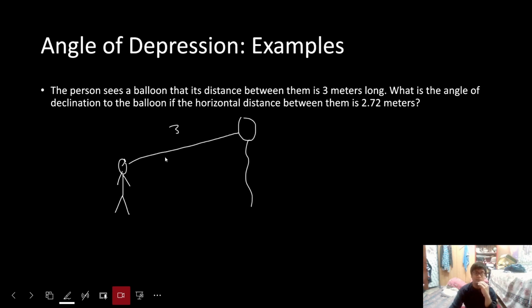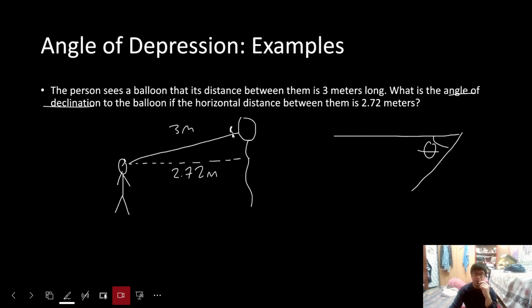We also have a given horizontal distance, which is 2.72 meters. Now, the angle of declination. Recall that the angle of declination is just the same as the angle of depression, which is basically an angle below the horizontal line of sight. So if this is your line of sight, then the angle here would be your angle of declination. So where should we draw this angle of declination? We are going to draw it right here.